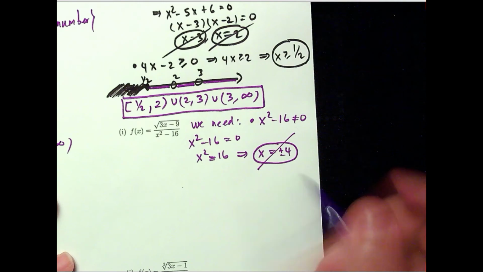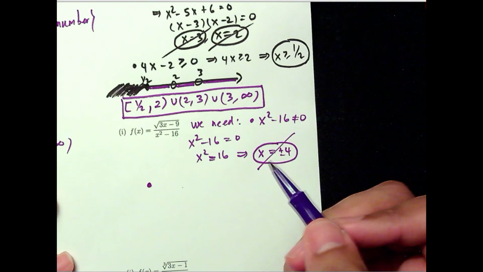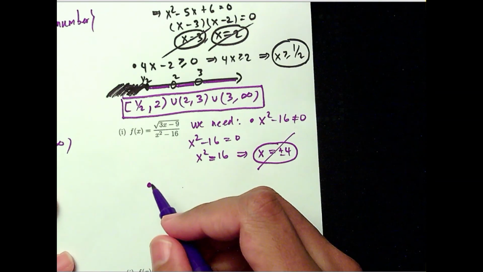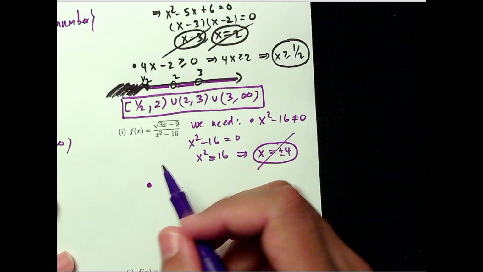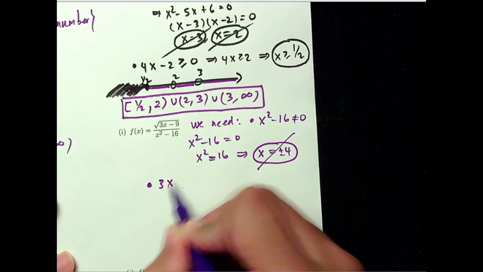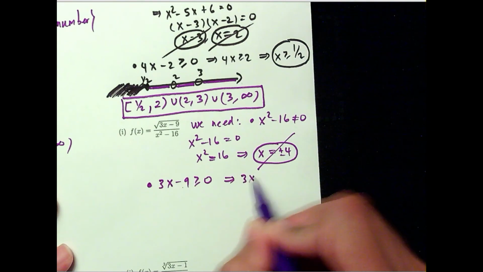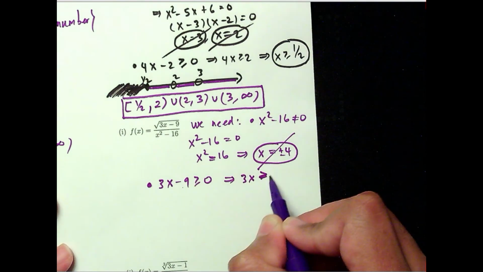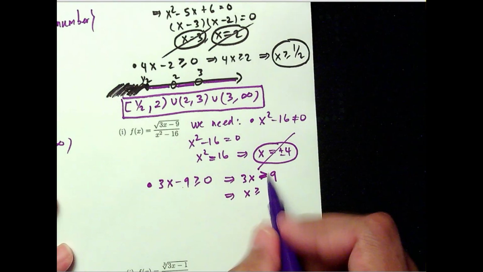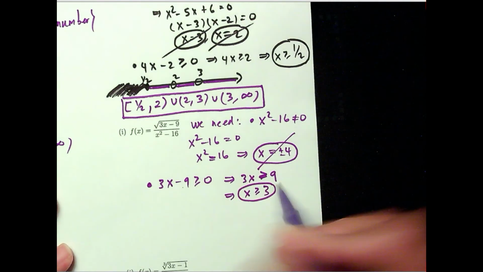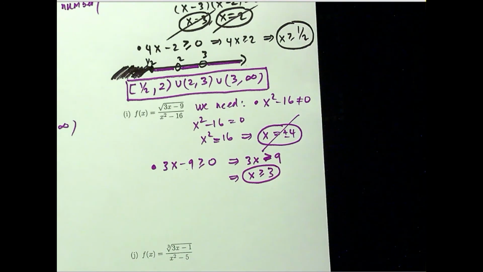Second bullet point, if there are radicals of even index, the inside of the radicals needs to be non-negative, meaning bigger than or equal to 0. So we need to set 3x minus 9 bigger than or equal to 0. And this gives us 3x bigger than or equal to 9. And dividing by 3, that means x is bigger than or equal to 3. So we need that. Okay. Now let's write down the final answer.